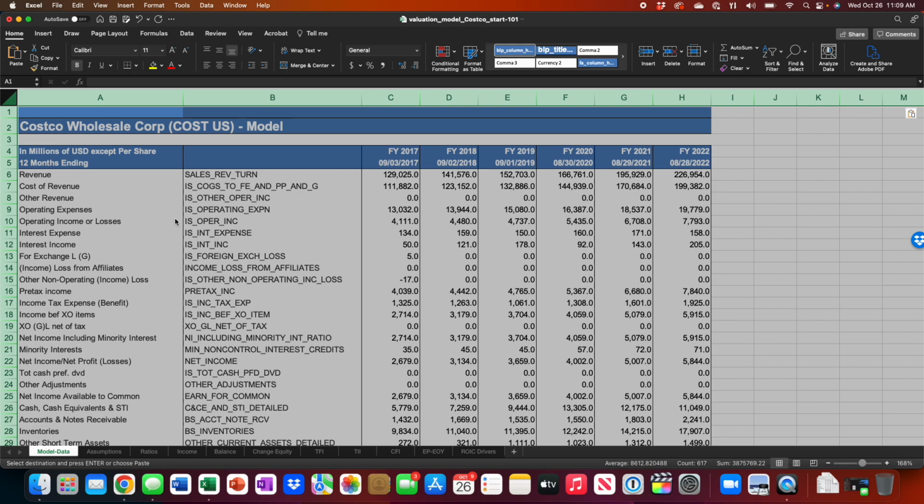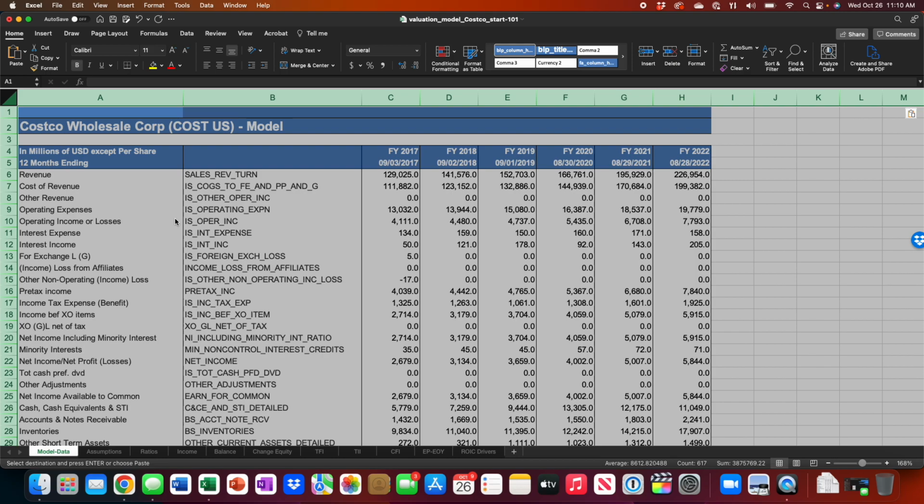But I also wanted to show this to you because this is how we reuse the model. So if you go to your Bloomberg terminal and you take a different company, AT&T, and you download AT&T and overwrite this, then Costco becomes AT&T. So this is the tab with the raw historical income statement and balance sheet data that we need to build our reusable valuation model. Right?